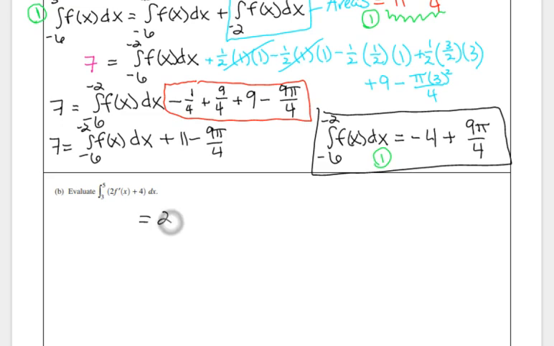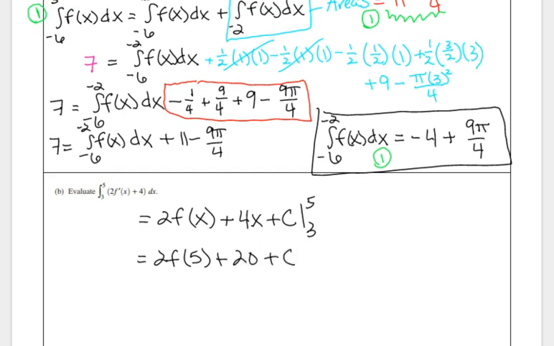So if we do that, it would be 2 f of x, right? The 2 doesn't matter, it's just a coefficient in front, but the antiderivative of f prime is just f, plus 4x plus c, right? And we're going to evaluate from 3 to 5. So this is going to be 2 times f of 5 plus 4 times 5, which is 20, plus c, minus 2f of 3 plus 4 times 3 is 12, plus c.